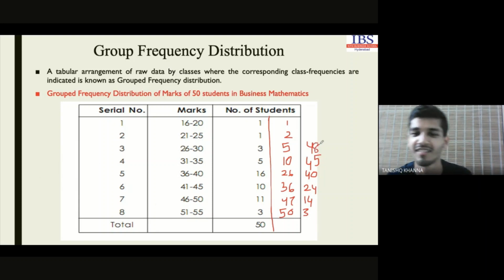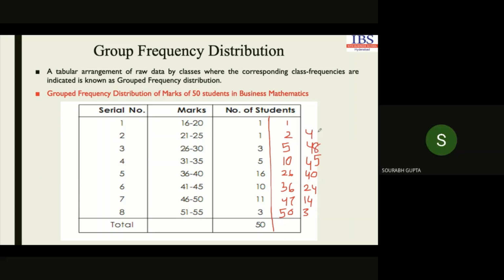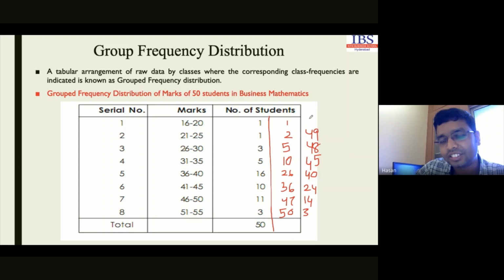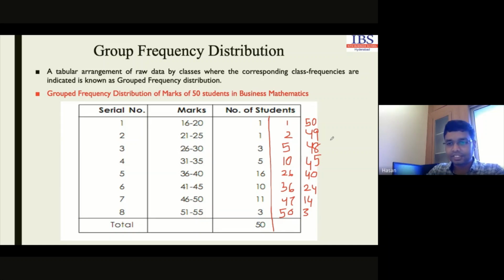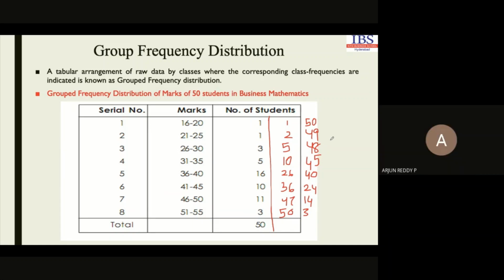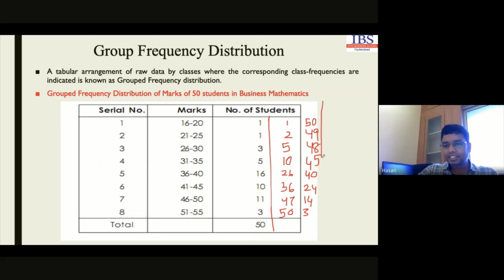49 and 50. Very good. 50. Half century. I hope it is clear to you everyone. Is there any doubt? Yes, sir. Clear. So we can compute the greater than type cumulative frequency in another way.